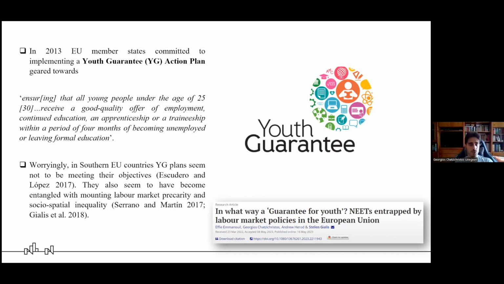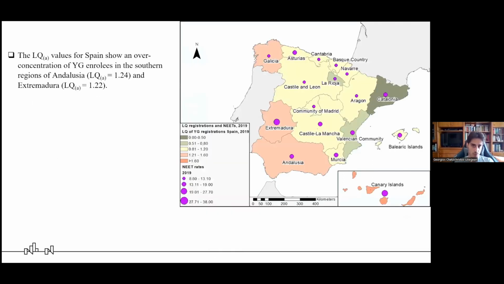And what the relevant literature again indicates is that in Southern European countries, the Youth Guarantee Plan seems not to be so efficient for some reasons. And we tried to dwell on this framework in order to explore those parameters of inefficiency. Presenting again very briefly some results from Spain and Italy.